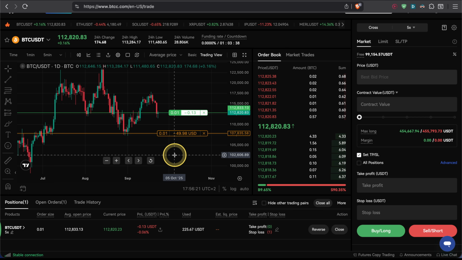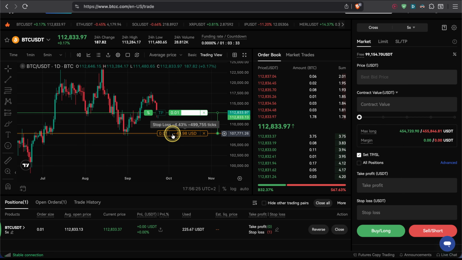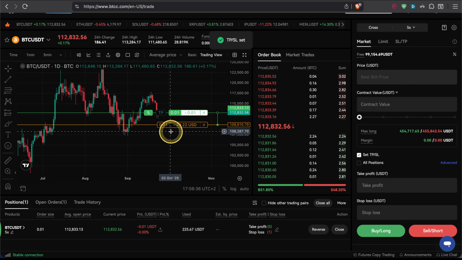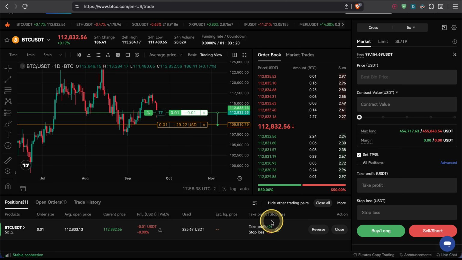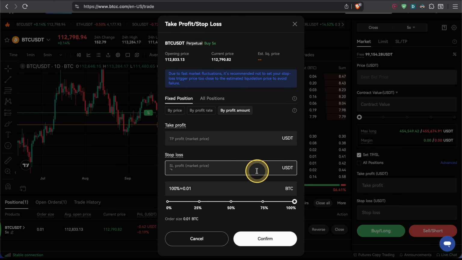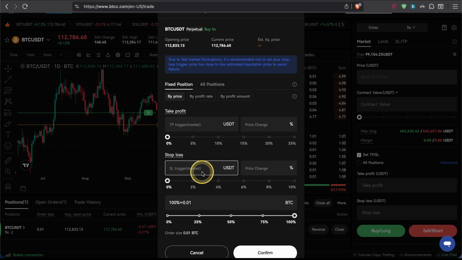To edit your stop loss on BTCC, we have two different options. You can either just go into the chart, drag and hold, and as you can see, once you move it to a different position, you can directly see how much profit or loss you would make at that price. And if I just release it, I have now moved it to a new location. Or what I can also do is just go down here under take profit and stop loss, click on this pen icon right here, then go to by profit amount. I can also type in now how much profit or loss I want to make at my new stop loss price, or just type in the price in here manually.